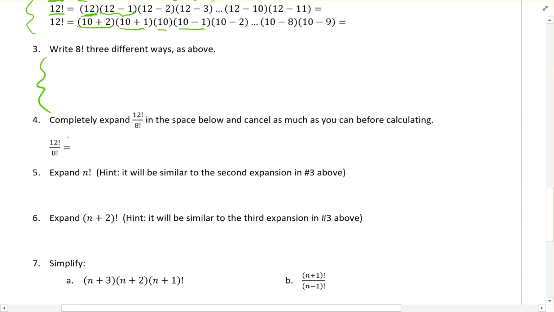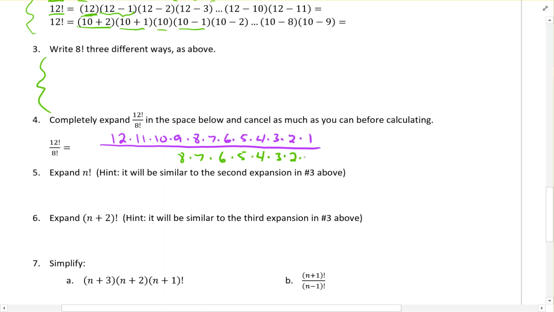Okay, number 4 says completely expand 12 factorial over 8 factorial and then cancel as much as you can. So I'm going to write the top and the bottom in different colors here. I'll write the top, so 12 factorial as 12 times 11 times 10 times 9 times 8 times 7 times 6 times 5 times 4 times 3 times 2 times 1. All right. And at the bottom, I'm going to write this in green maybe. I'm going to write this as 8 times 7 times 6 times 5 times 4 times 3 times 2 times 1.